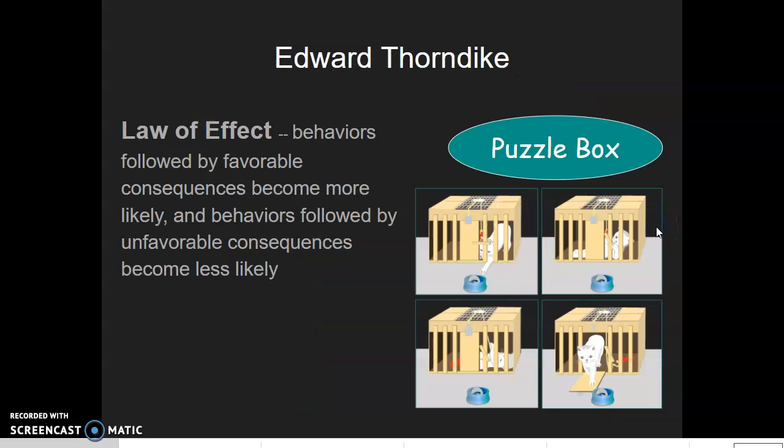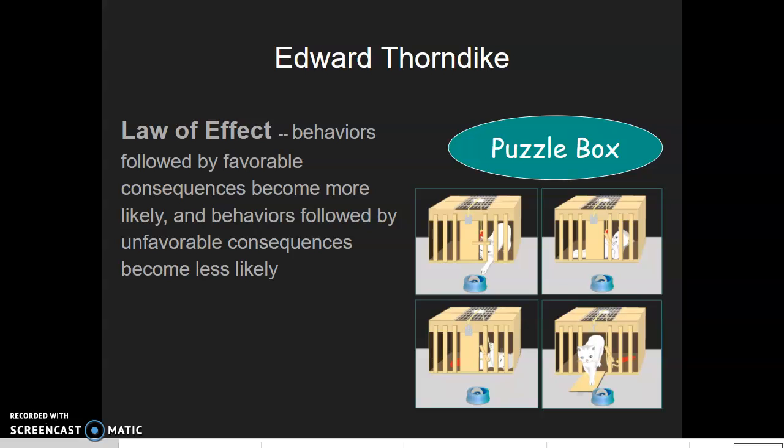All right, so with Thorndike, his law of effect basically says behaviors followed by a favorable consequence become more likely to be repeated, and behaviors followed by unfavorable consequences become less likely to be repeated. That's the law of effect. You know, consequences matter is essentially what he was saying.